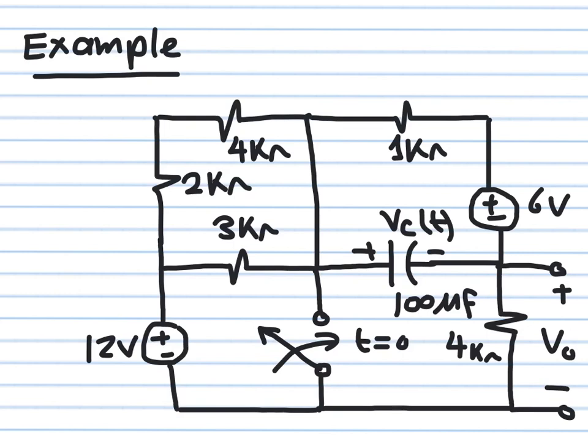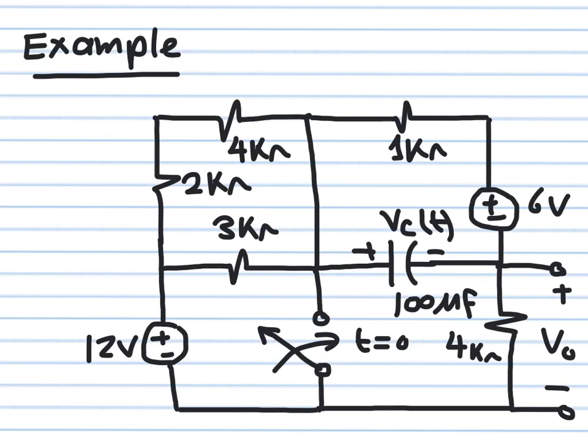Okay, so in analyzing these circuits using the step-by-step method, we will need the initial voltage of the capacitor, we will need the steady state voltage of the capacitor, and we need to determine the time constant tau. So the model we're going to be using is that Vc of t is equal to k1 plus k2 e to the minus t over tau.